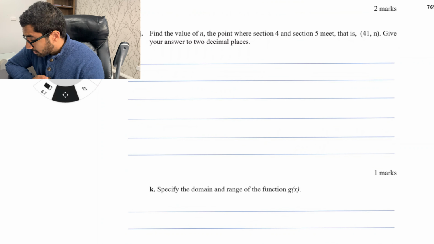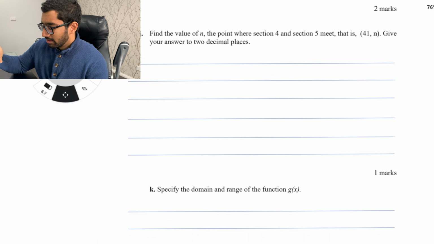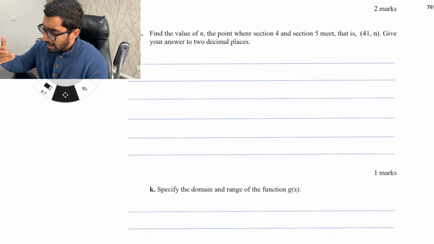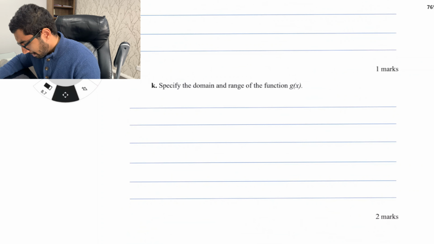Find the value of n, where section 4 and 5 meet, okay? Which is 41, n, okay? So 41, n is a point which lies on the roller coaster, okay? That's the very right endpoint of section 4. So you can imagine I would just sub in x equals 41 to get the y coordinate, which would be n. So that's fine, okay?